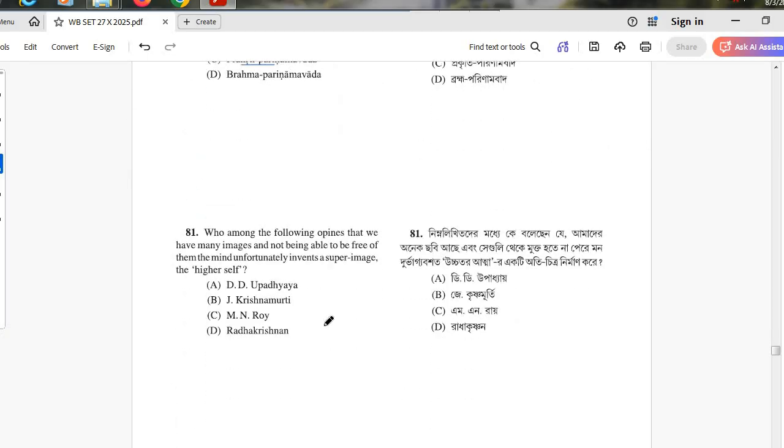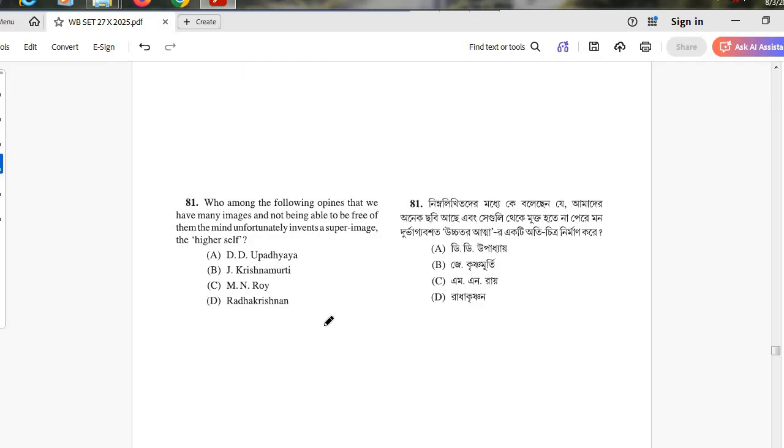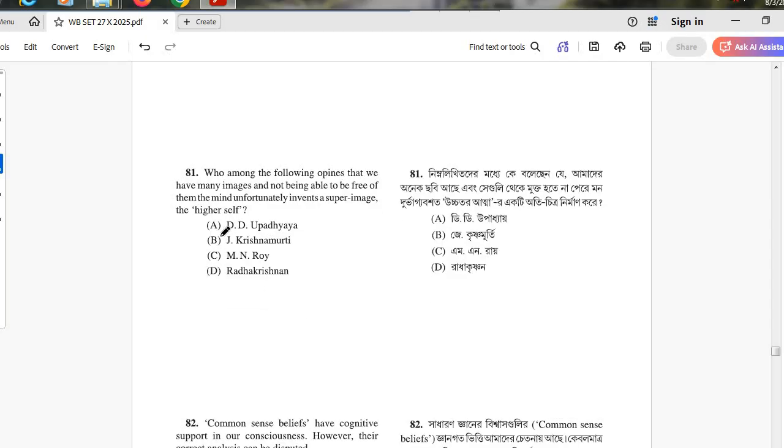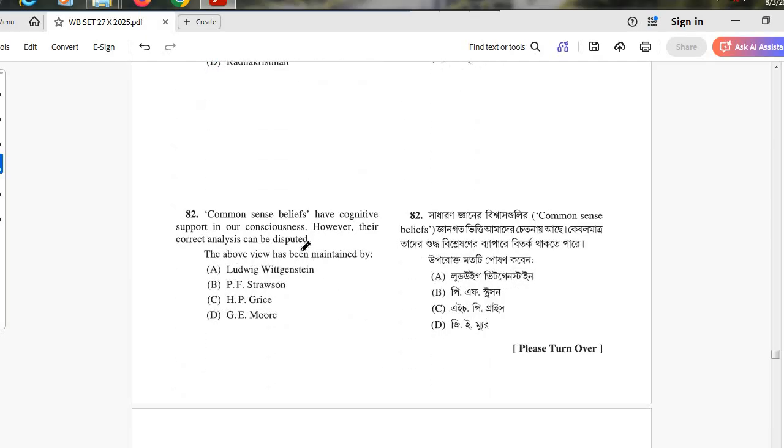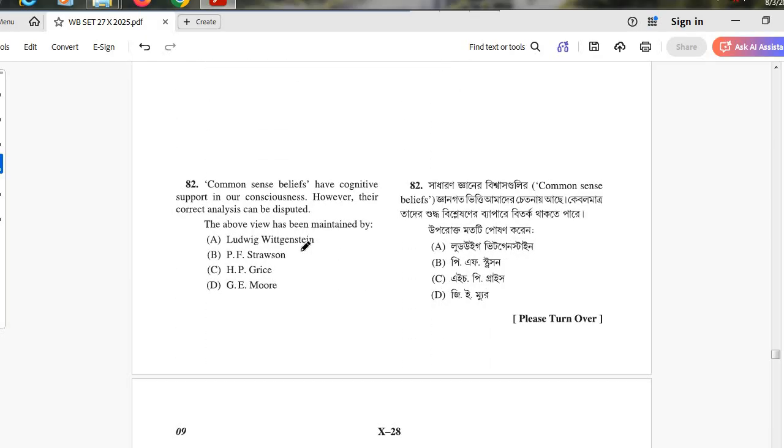Question 81. Who among the following says that we have many images and, not being able to be free of them, the mind unfortunately invents a super image, the higher self? A, D.D. Upadhyaya. B, J. Krishnamurti. C, M.N. Roy. D, Radhakrishnan. Question 81, option B, J. Krishnamurti.